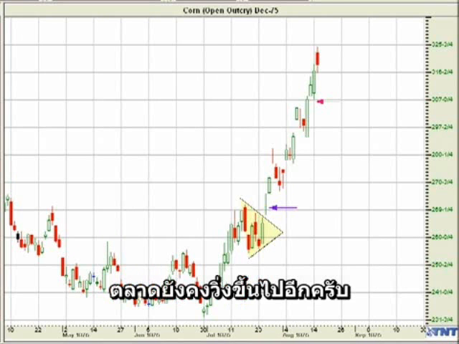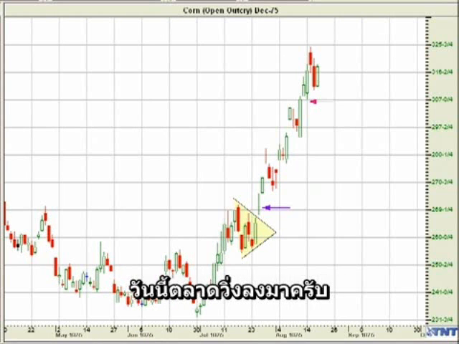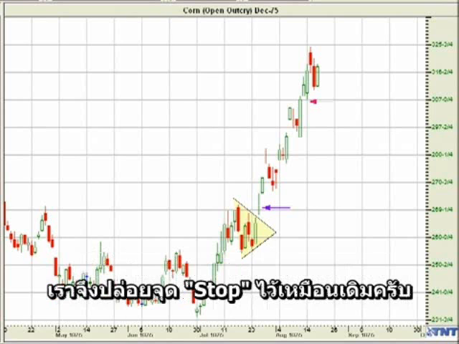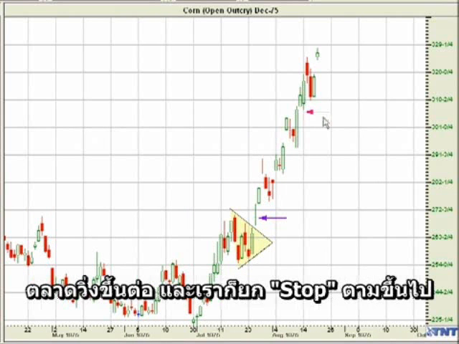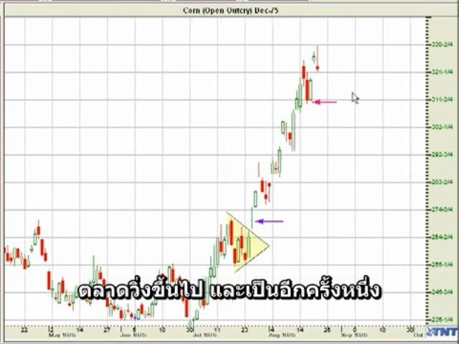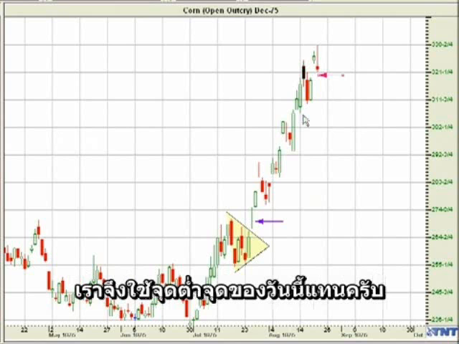Market trades higher. Market trades lower. And again, this is an instance where we have a higher low, but we don't have a higher high. So we hold our stops where they are. Market trades higher, so we can bring our stop up a bit. Market trades higher. Once again, the previous day's low is higher than the current low, so we're going to use the current low to cover the trade.